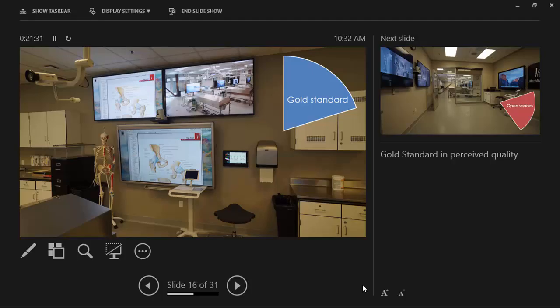So again, this perceived quality by having the ability to have displays and cameras strategically located so that you weren't trying to shoot through lights that are hanging from the ceiling or anything like that. We always got a nice clear image.